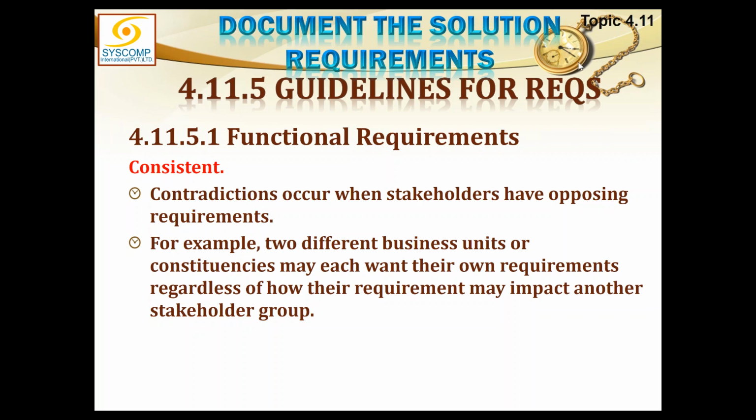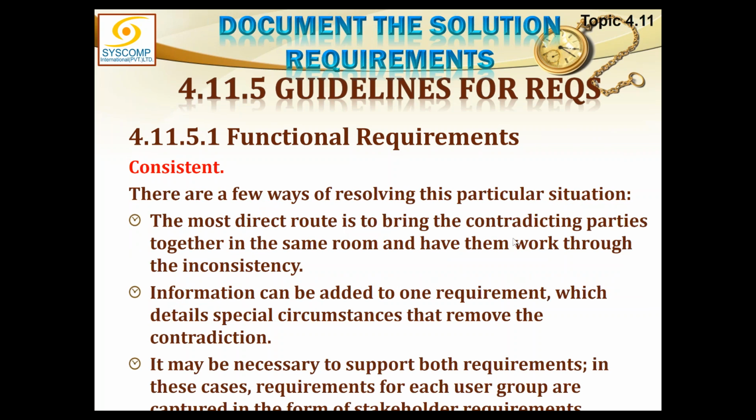Right, so we are talking about consistency. Contradictions occur when stakeholders have opposing requirements. For example, two different business units or constituencies may each want their own requirements regardless of how their requirements may impact another stakeholder. As I said, these stakeholders don't care about each other. It is the job of the business analyst to make peace amongst them. There are a few ways of resolving this particular situation. The most direct route is to bring the contradicting parties together. We didn't talk about this.